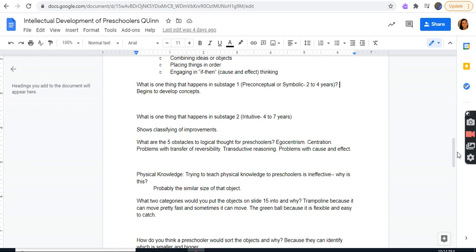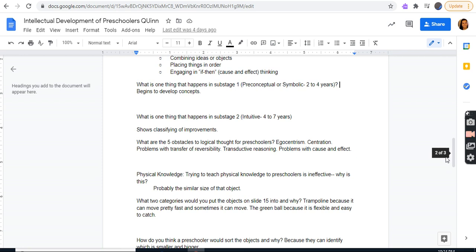Where was I? What are the 5 obstacles to logical thought for preschoolers? Egocentrism, centration, problems with transfer of reversibility, transductive reasoning, and problems with cause and effect that's been going on since child development just started. Physical knowledge: trying to teach physical knowledge to preschoolers is ineffective. Why is this? Probably the similar size of the objects.